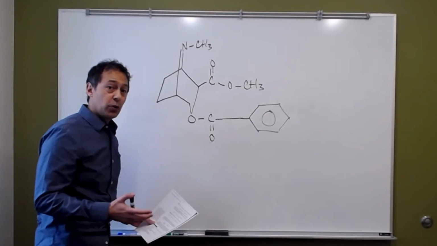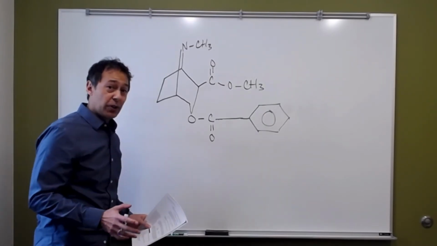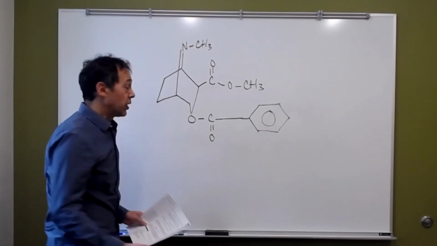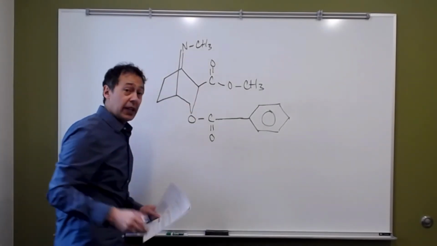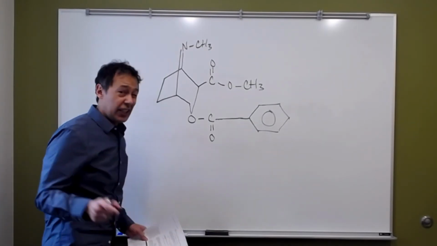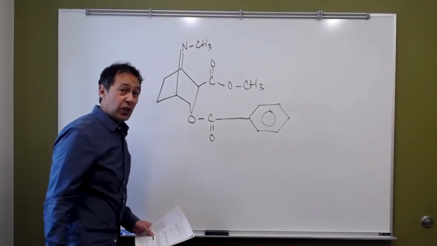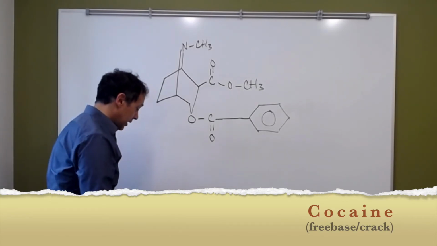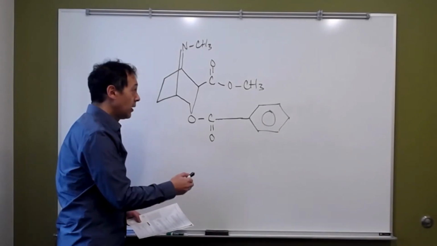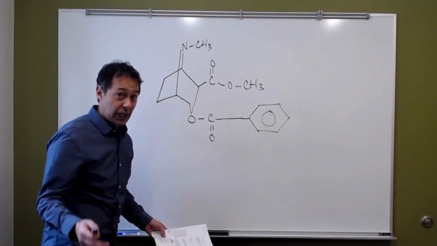Now this molecule here is fairly similar to atropine. It is an alkaloid in that it's found in nature. It has a nitrogen atom. It has a bitter taste to it, although you might not know that. And that's a good thing because this is cocaine. And this molecule is what we would call free base cocaine or crack cocaine.